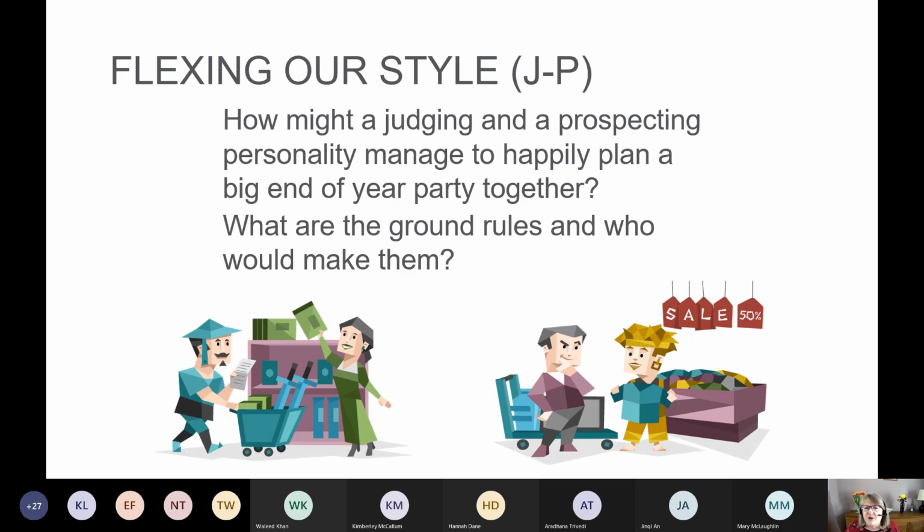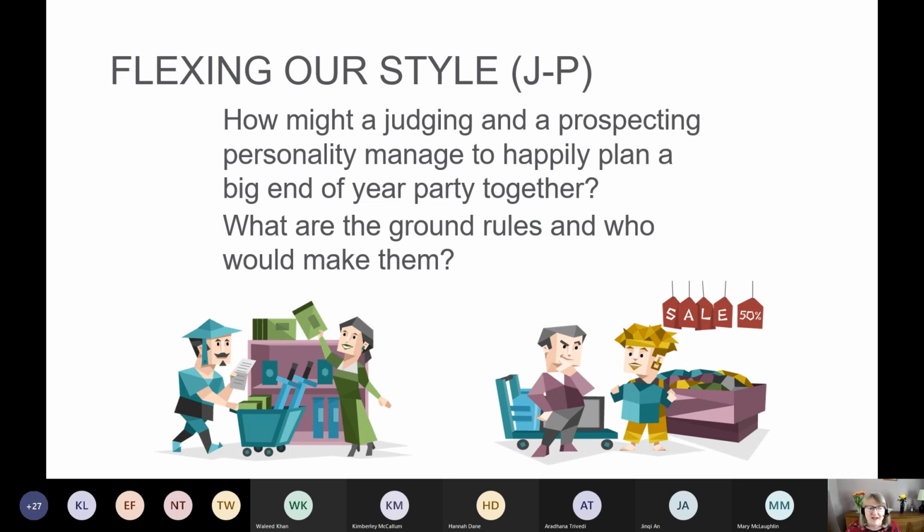And then my last example, how might a judging and prospecting personality manage to happily plan a big end of year party together? So what might the ground rules be and who would make those rules? And remember that a J preference likes to be organized and decisive and thorough, and they like structure. And then your spontaneous or your P preference likes to be spontaneous and doesn't want the structure, and they want to keep their options open and be relaxed about it. So how might those two people actually get on well enough in terms of their activities to be able to plan a big event together?